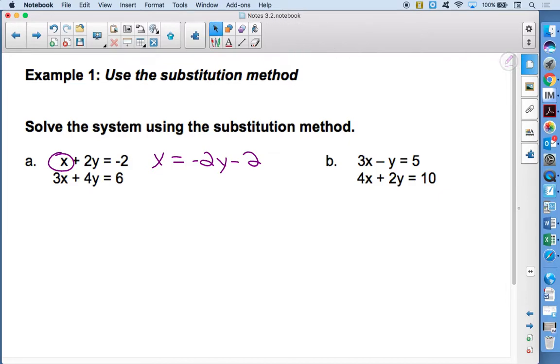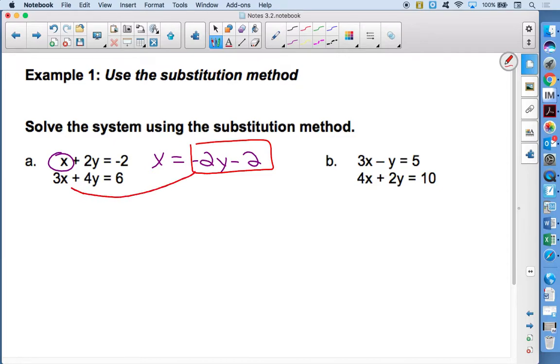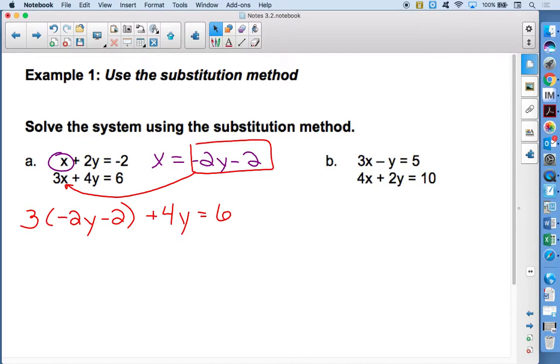So that's the first step to solve. The second step is to take this expression and replace it in the other equation, which would be the one underneath. So instead of x, you're replacing it with whatever x is equal to. We're going to keep the 3. X is now negative 2y minus 2. It's a quantity, so it goes in parentheses. And then there's a plus 4y. That doesn't change because I'm not replacing y, we're just replacing x, and then it's equal to 6.